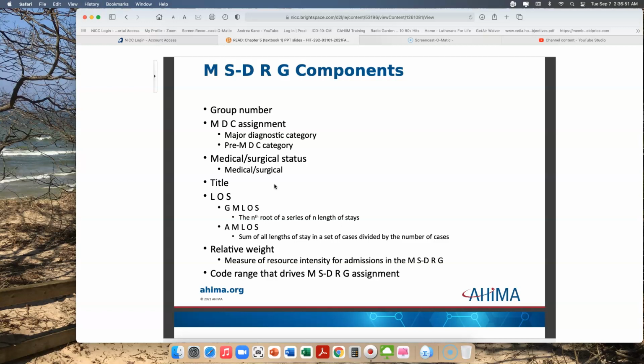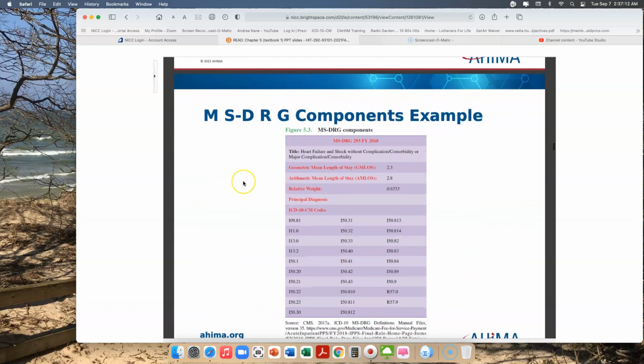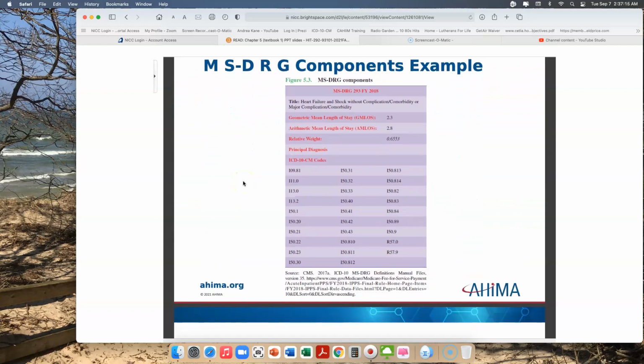Medical surgical status is in there. Title, length of stay. They have geometric length of stay as well as an average length of stay. And then relative weight. This is the measure of resource intensity for admissions in that MSDRG group. And the code range that drives that MSDRG assignment. So this is an example for us to look at, and of course this is in your book. This is MSDRG 293, and this is from fiscal year 2018, so it's 3 years old plus. The geometric mean length of stay is 2.3 days. The arithmetic mean length of stay or average length of stay is 2.8.